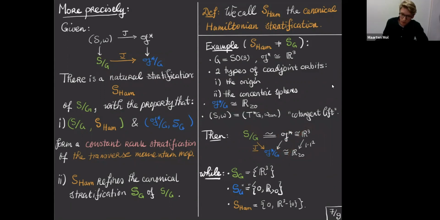All right, now here we see that since the action is free, the orbit type stratification of R^3 consists of just one stratum, the manifold R^3. Whereas the orbit type stratification of G star mod G consists of two strata, namely the origin and the strictly positive real numbers. Of course, since this map is surjective, it can never map this stratum into a single stratum here. So in this case, the canonical Hamiltonian stratification would rather consist of two strata, namely the origin and the rest.